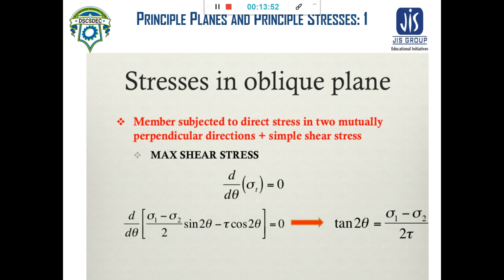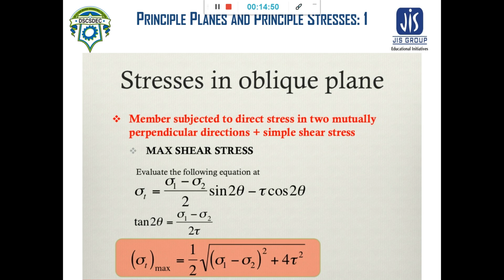Now for knowing the plane where the shear stress will be maximum, the maximum shear stress value should be found out. The maximum shear stress value can be found out by differentiation. For a maximum value, the differentiation of that quantity should be 0. If the differentiation value is 0, that means the value will be maximum at that position of theta. So d by d theta of sigma t is equal to 0. That gives us d by d theta of sigma 1 minus sigma 2 by 2 sin 2 theta minus tau cos 2 theta equal to 0. That gives us tan 2 theta equal to sigma 1 minus sigma 2 by 2 tau.